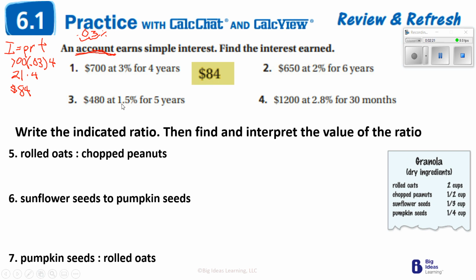Number 3 is a little more difficult because we have a decimal here. So let's go ahead and work that in. I'm going to use the same formula that we had up here. So I'm just going to erase all this. Give myself a little room to work. This time the principal is going to be 480. And I'm going to have to multiply it by 1.5%.